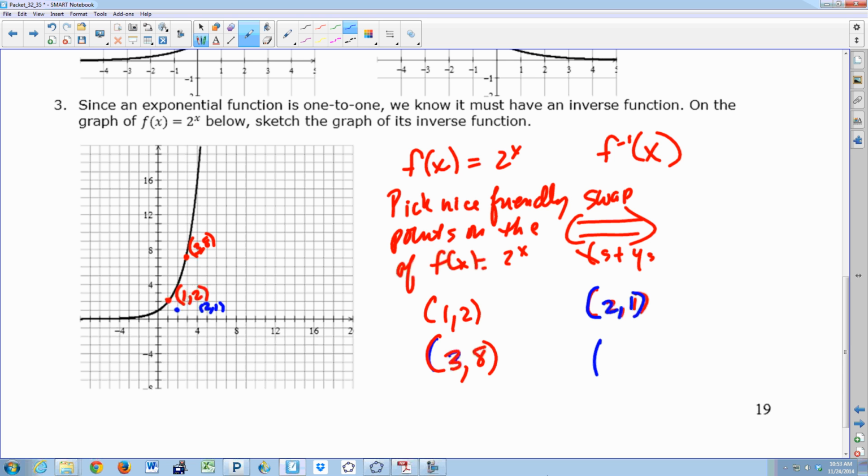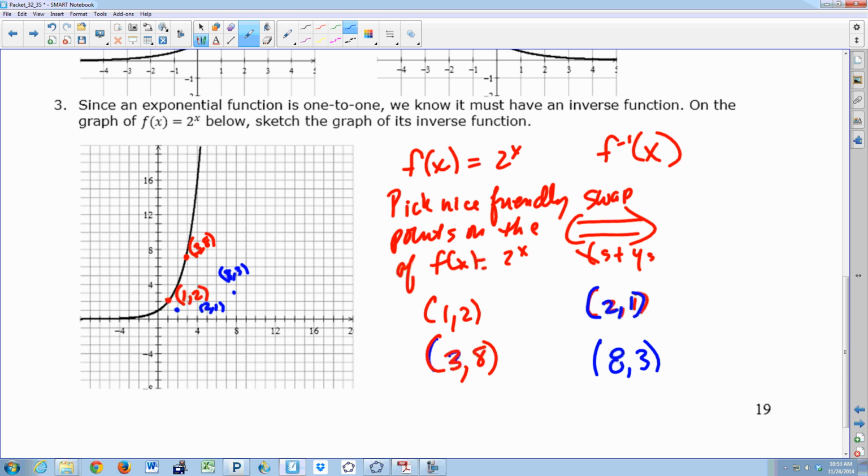8, 3. Notice, again, here's my input 3. I apply a function to it. I get 8. That's my output. I then take my output, put it into my inverse function. Voila, I'm right back to where I started. This is a wonderful thing about inverses. So now I go over to the right 8 and up 3. Here we go, 8, 3.